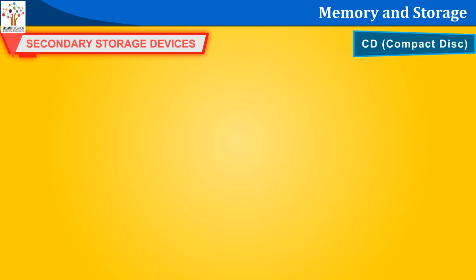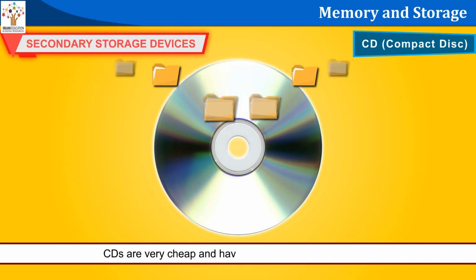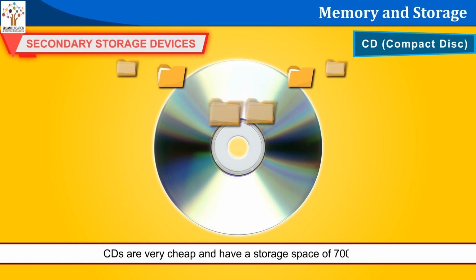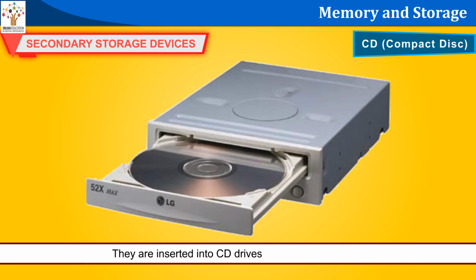CD, compact disc. CD or compact disc is a circular disc that uses laser rays to read and write data. CDs are very cheap and have a storage space of 700 MB. They are inserted into CD drives fitted in the CPU box. They are very convenient to use and carry with you.